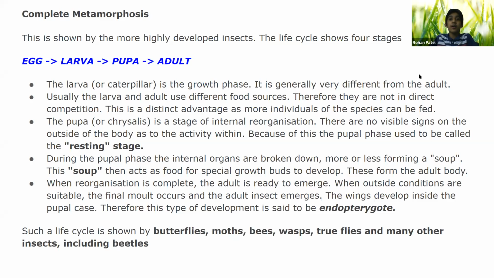When reorganization is complete, the adult is ready to emerge from the chrysalis stage. And when the outside conditions are suitable, the final molt occurs and the adult insect comes out. The wings develop inside the pupal case, and therefore, the type of development is said to be endopterygote. This life cycle is shown by butterflies, moths, bees, wasps, true flies, and many other insects, including beetles.